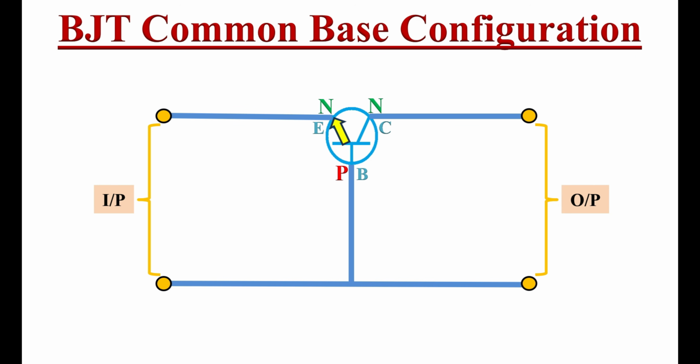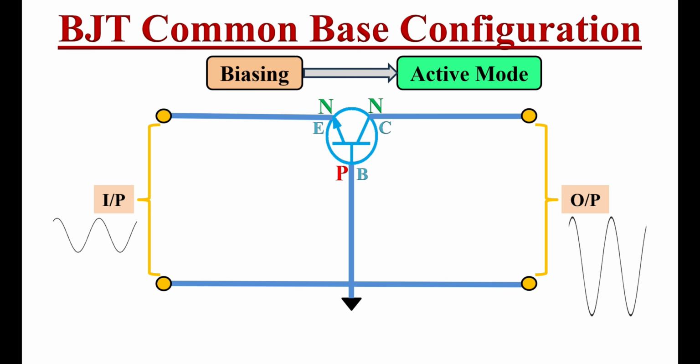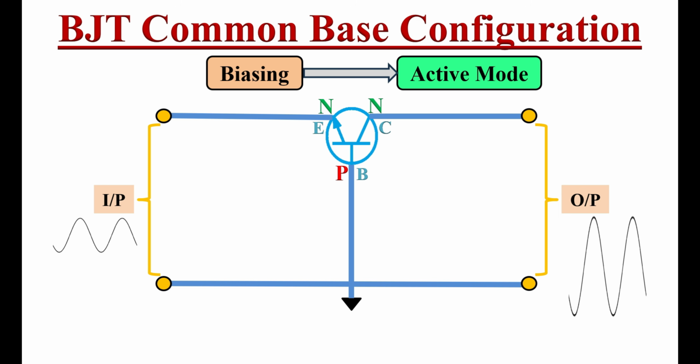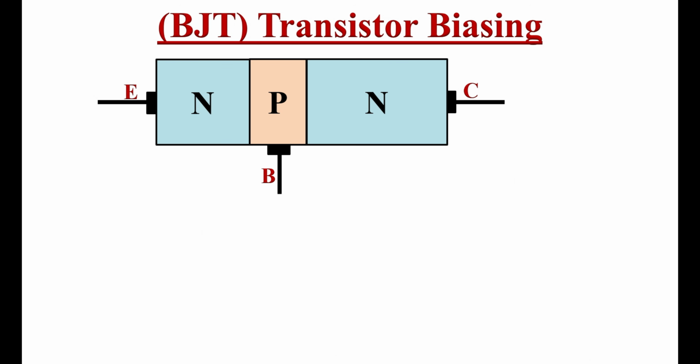By looking at the direction of this arrow in emitter terminal of a transistor symbol, we know that this is a NPN transistor. In common base configuration, base terminal is common for input and output. So it is grounded in this configuration. Here, if we apply weak signal in this input side, we will get amplified signal at the output side. This amplification will happen only when we provide proper biasing to this transistor and when the transistor operates in active mode. Every transistor contains two junctions, namely emitter base junction and base collector junction.